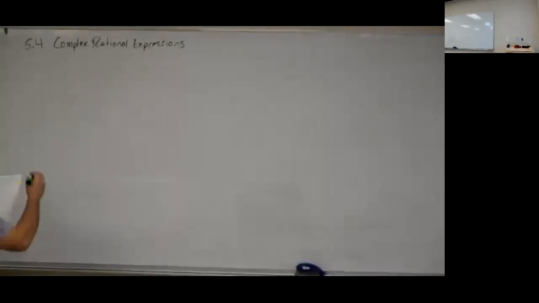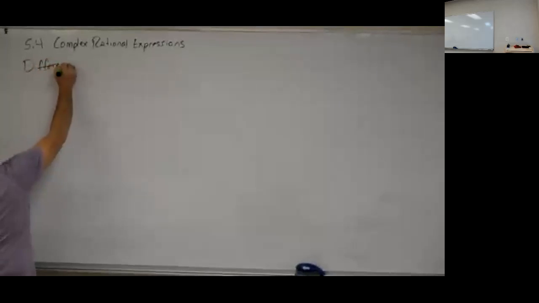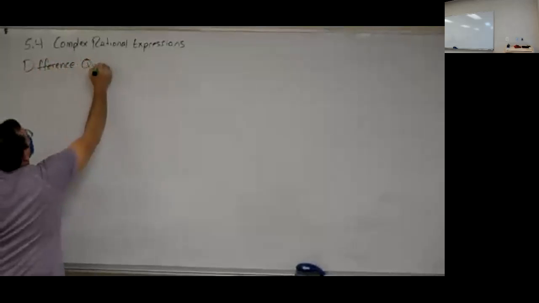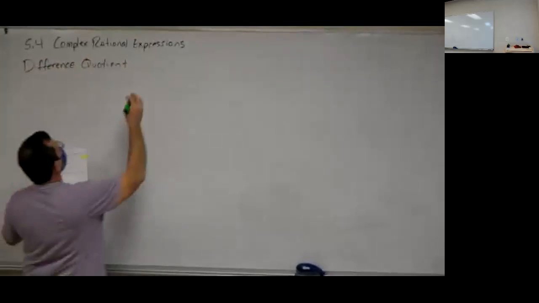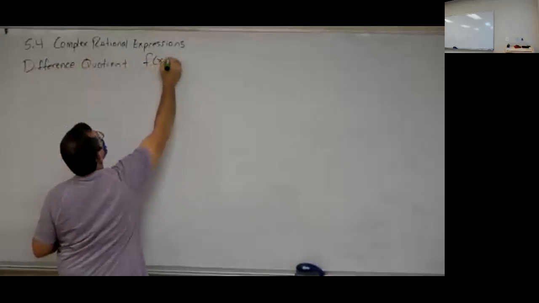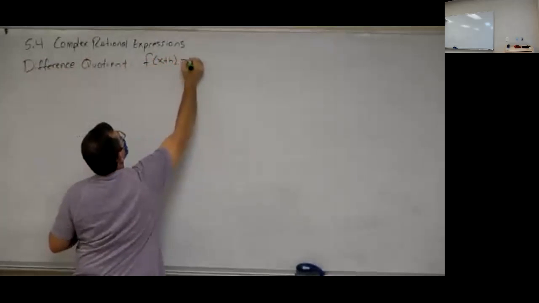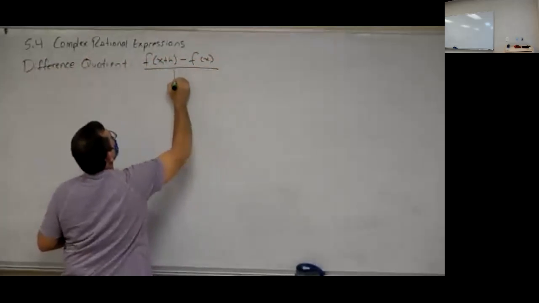But we're going to look at what we call the difference quotient. Okay, this is given by a formula. So my formula is f of x plus h minus f of x all divided by h.